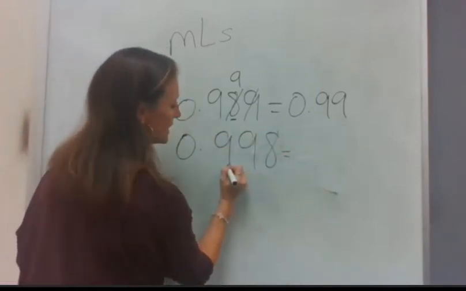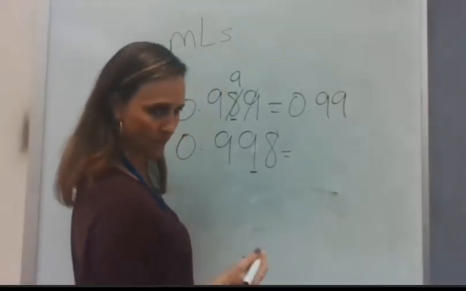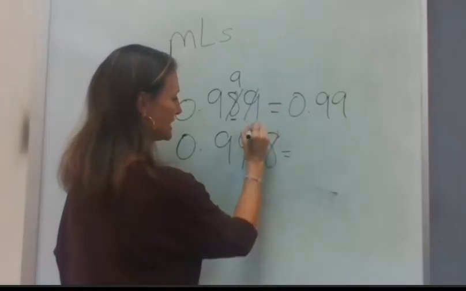0.998: tenths, hundredths. Look at their best friend. Does their best friend affect them? Yes or no? Yes. All right. So their friend's going to affect them. It's going to make this a 10.